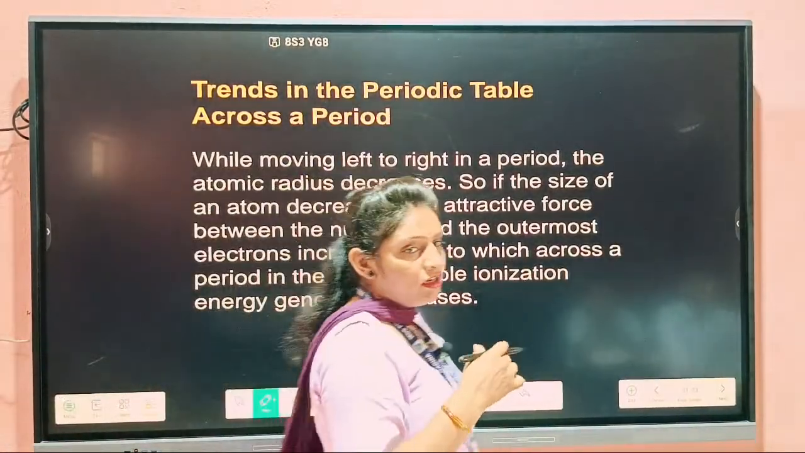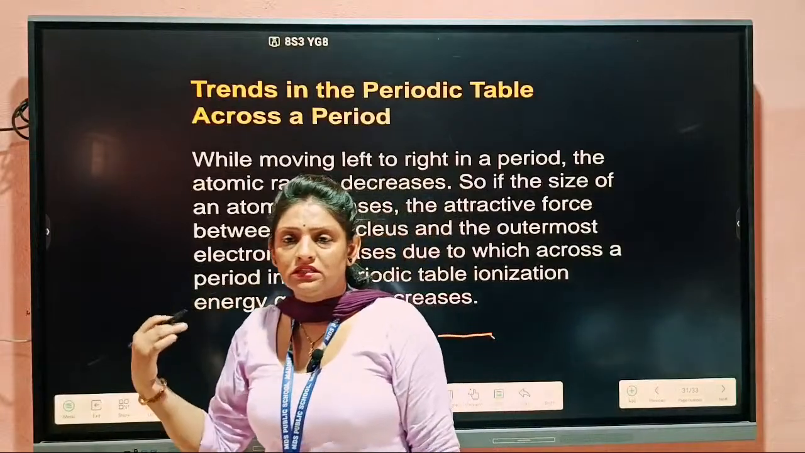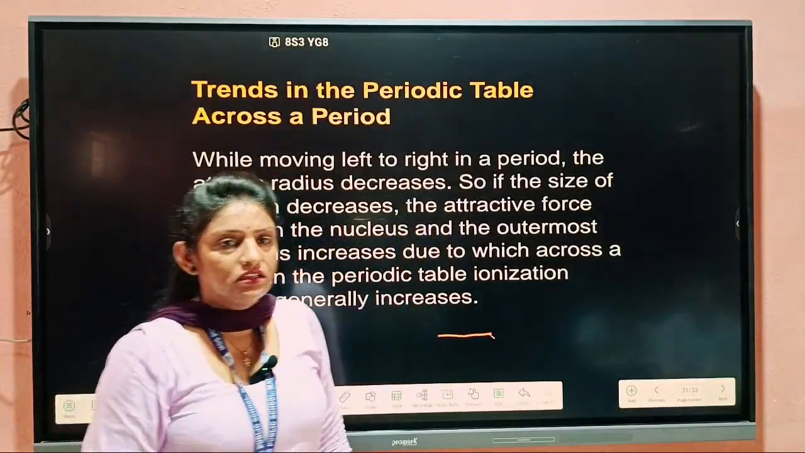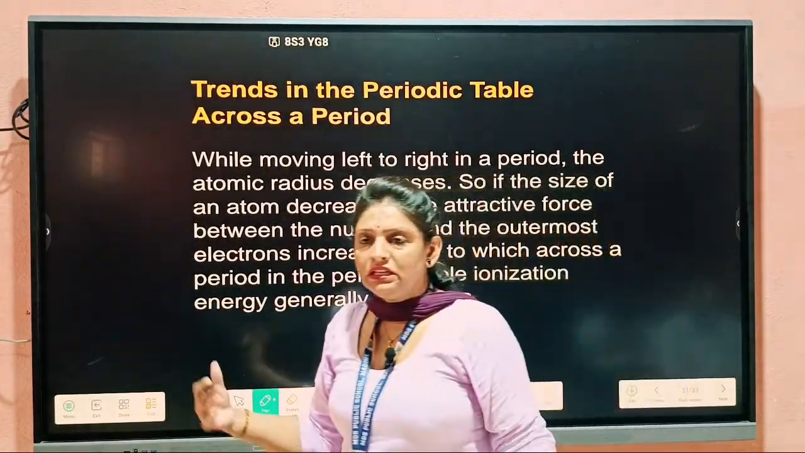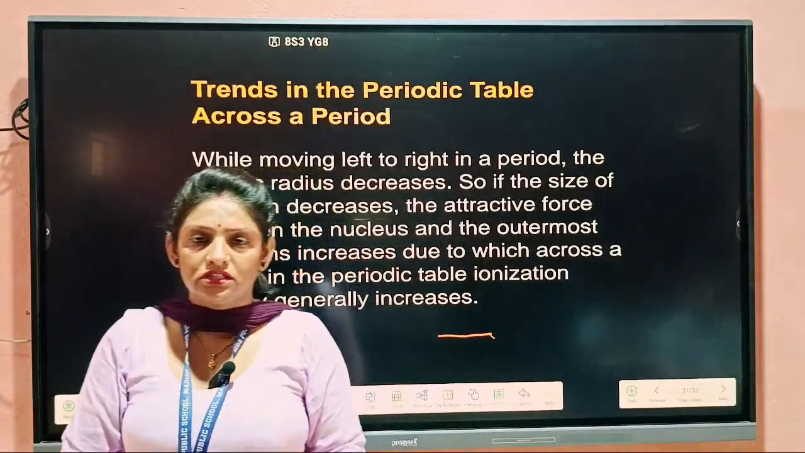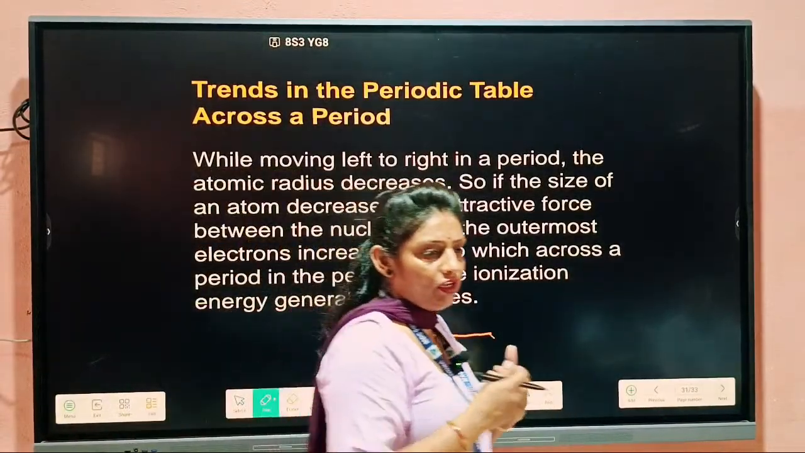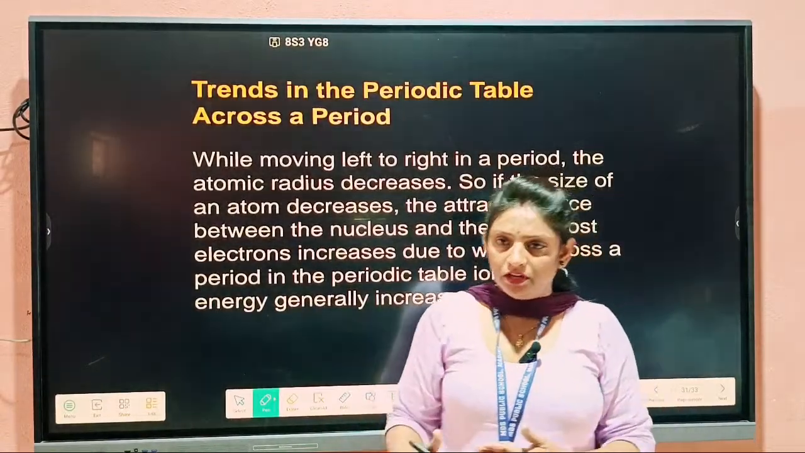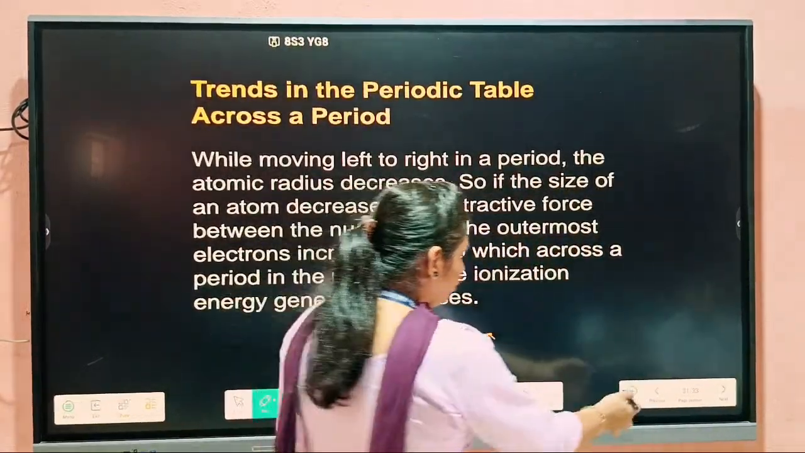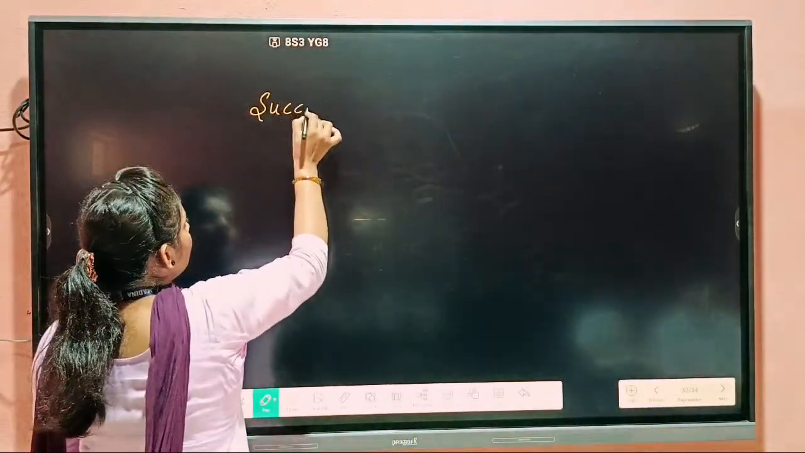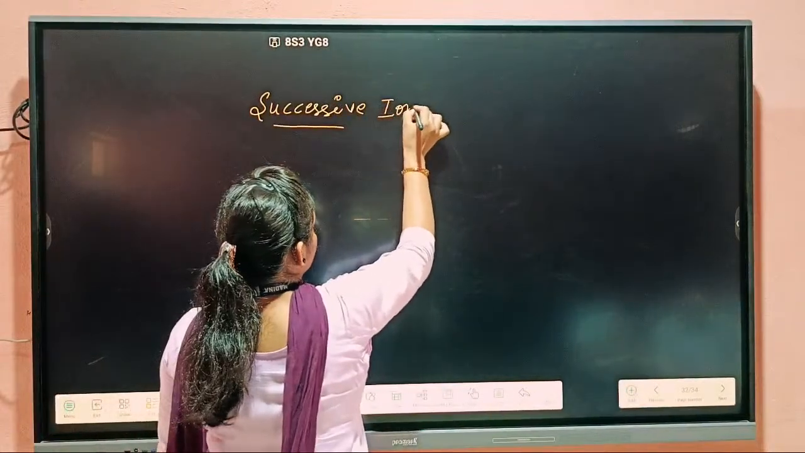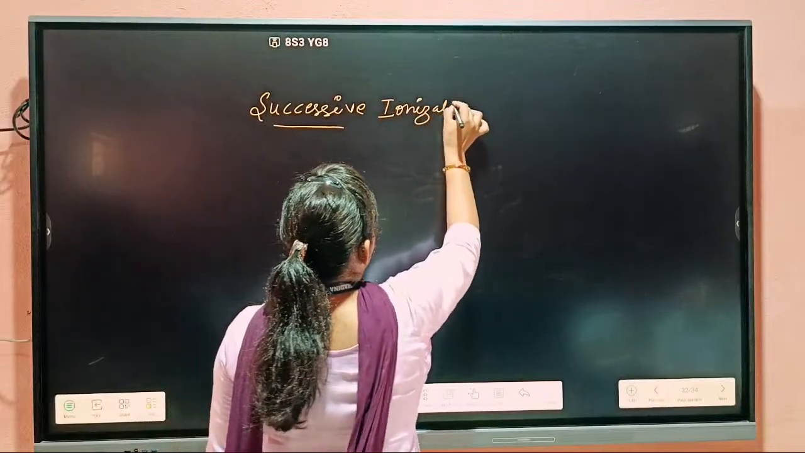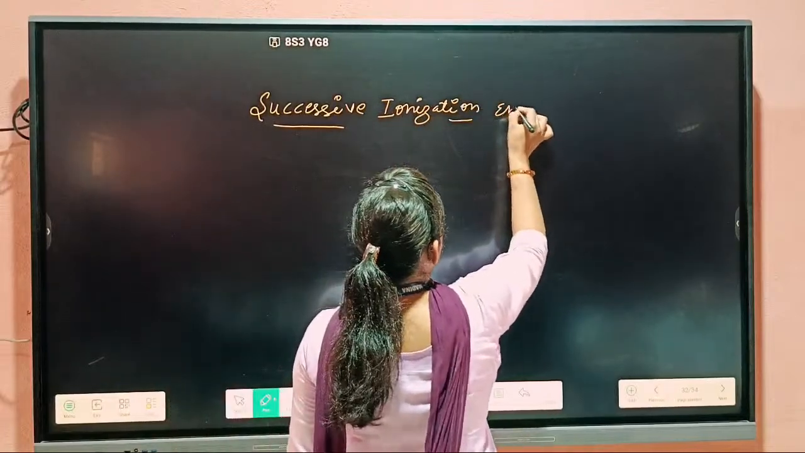We will focus on all these three factors: penetration effect, screening effect, and electronic configuration. Then we will see the trend of the ionization enthalpy. What will be the ionization enthalpy in a group and period? Okay. Before that, I want to tell you what we mean by successive ionization enthalpy.